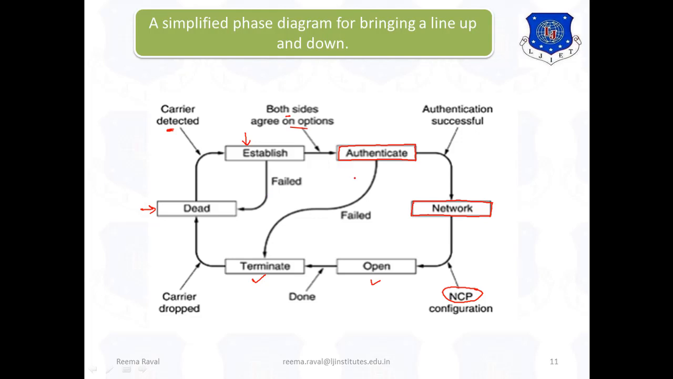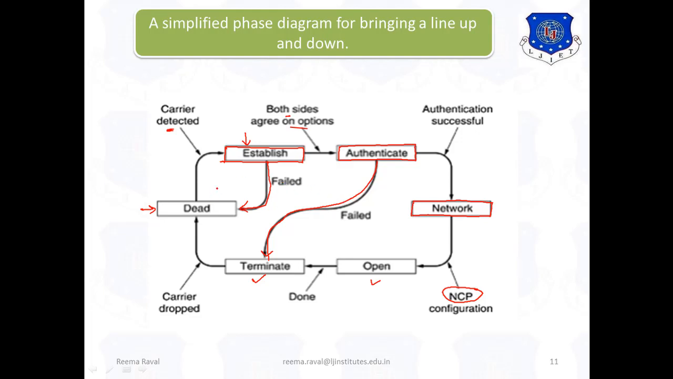Now as you can see, there are two intermediate states. Whenever the established state fails, that means if both sides do not agree on options or there is any other condition, and this state fails, it goes again to the dead state. That means now it has to again find the carrier and then the established state has to be obtained again. Now if the authentication is unsuccessful, or if it fails, then it will directly go to termination. That means it will directly terminate the line.